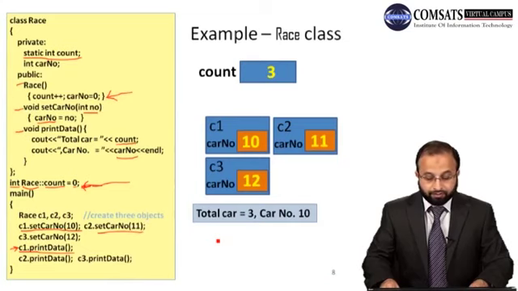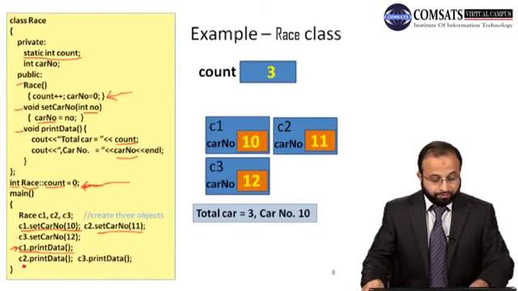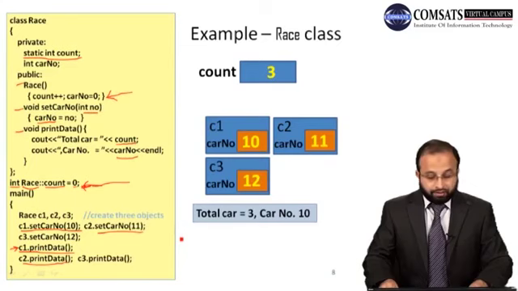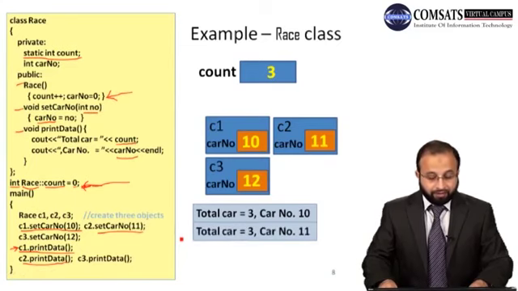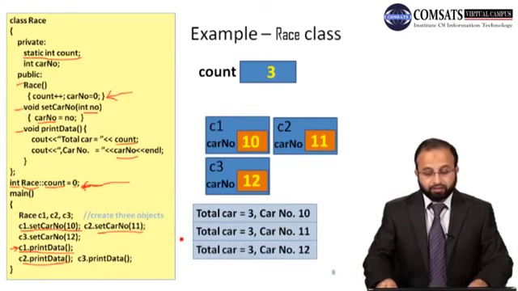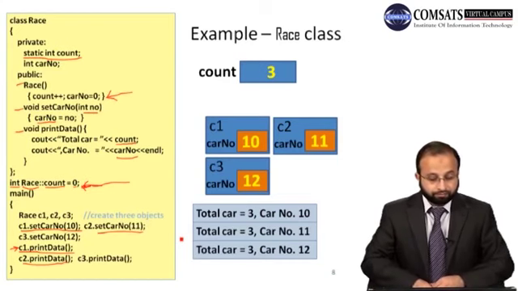car number is 10, right? The print data function is executed with object C2. Then it displays the message total car 3, car number is 11. Then this function is executed with C3. It displays the message total car 3 and car number is 12. Right?